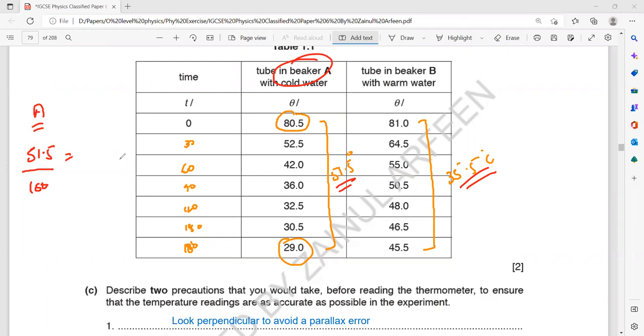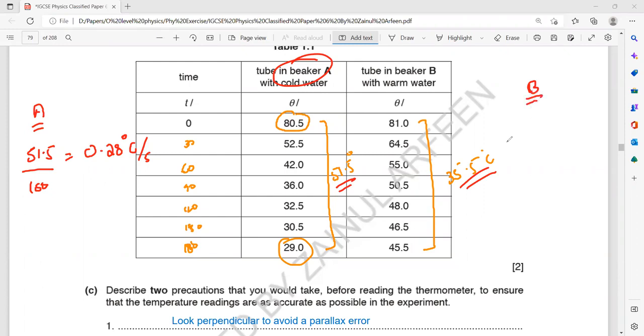51.5 divided by 180 is 0.28, I guess. Yes, 0.28. So 0.28 degrees centigrade per second. Like this much degree, the temperature changes every second.